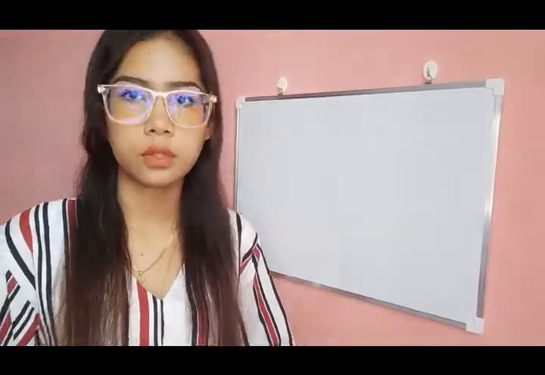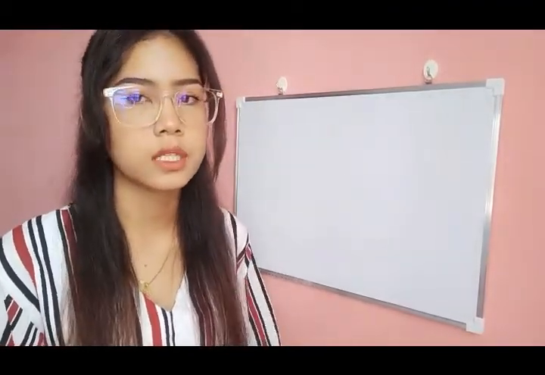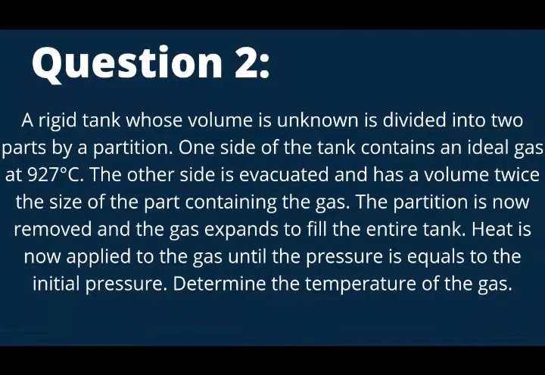So let's move on to the second question. The second question says a rigid tank whose volume is unknown is divided into two parts by a partition. One side of the tank contains an ideal gas at 927 degrees Celsius. The other side is evacuated and has a volume twice the size of the part containing the gas. The partition is now removed and the gas expands to fill the entire tank. Heat is now applied to the gas until the pressure is equal to the initial pressure. Determine the temperature of the gas.